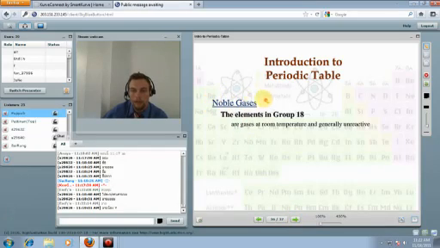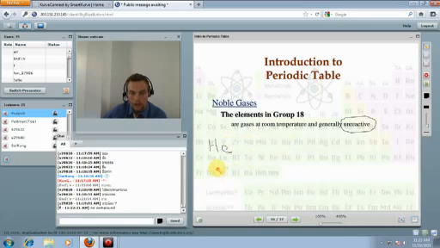So we spoke a little bit about this. Noble gases, the elements in group 18, are gases at room temperature and generally unreactive. So what does this mean? Unreactive. So we have helium, which is a noble gas. And unreactive just means if you were to put helium in a bottle with another noble gas, no compound. They do not form a compound.